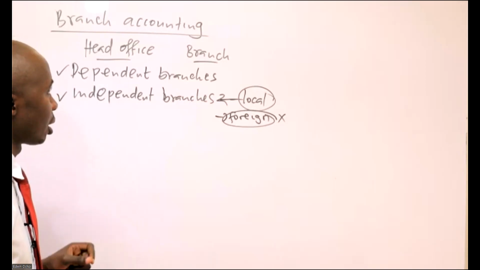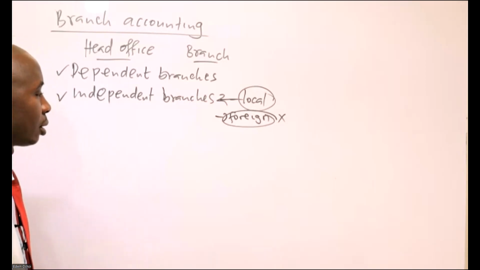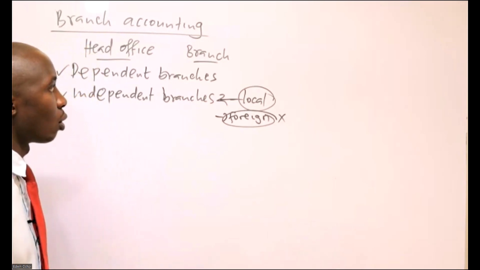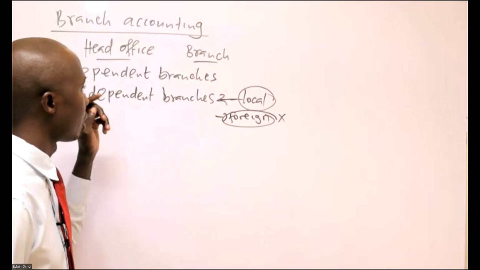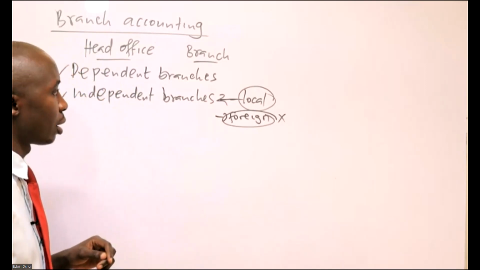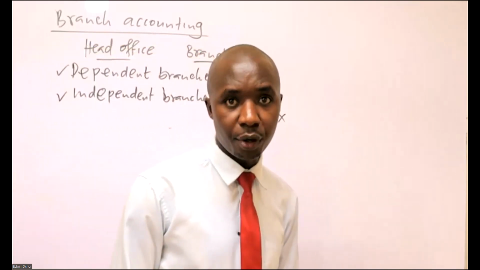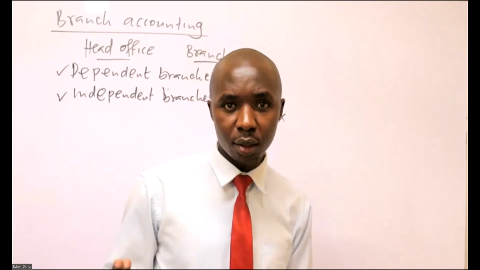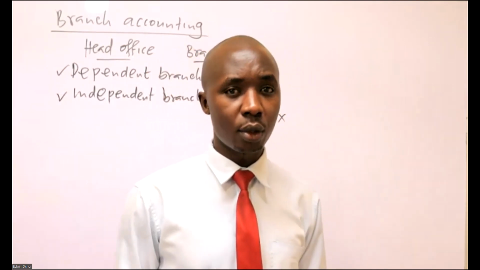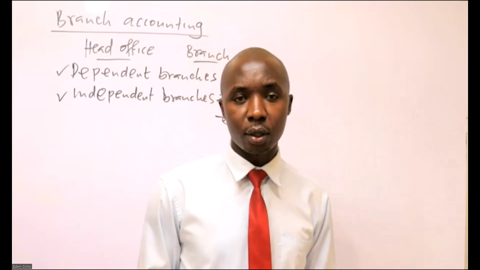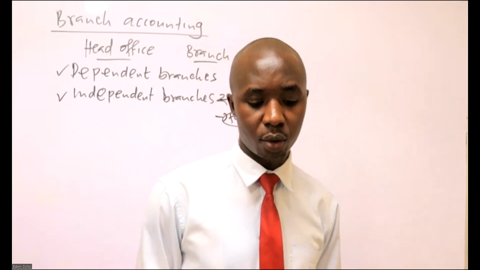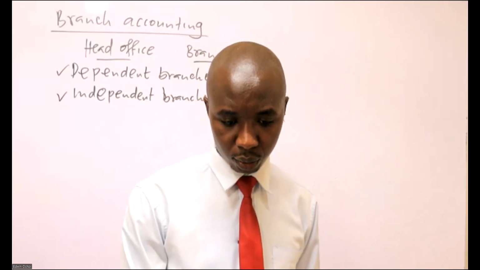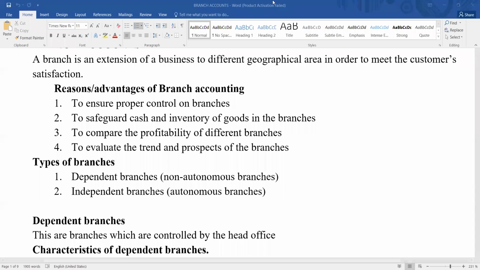When we talk about branch accounting, we need to understand why we do branch accounting, what it means, and maybe what is required. Today I will focus on the local independent branches. There are some notes I shared previously, which we will go through in the next ten minutes, then go direct to the questions because that is the major part. The question is what is required to be done in this topic, but you have to understand the background. There's a handout I shared to the group which talks about these aspects of branch.